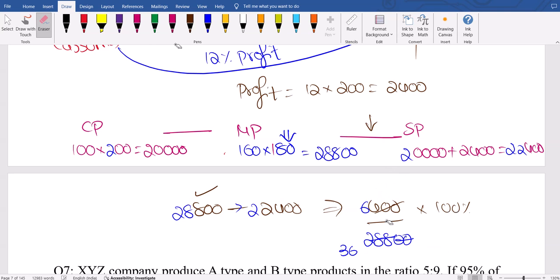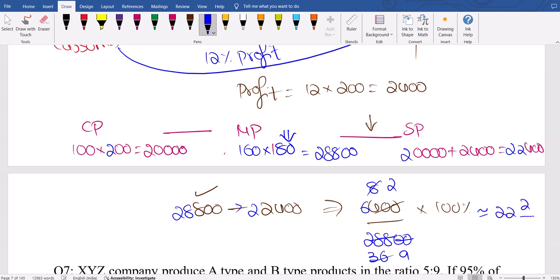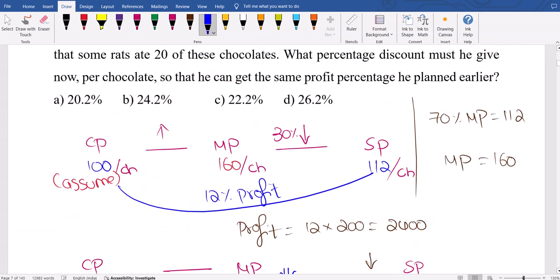Cancelling all, the 100 cancels. 64 divided by 288 is what is left over. 8 3 times is 24, still 48 is there, 8 6 times, then 8 2 times, 8 9 times. 200 divided by 9 is the discount required, which is approximately 22 2 by 9%, 22.222, like that it will go. So we want 22 point something.